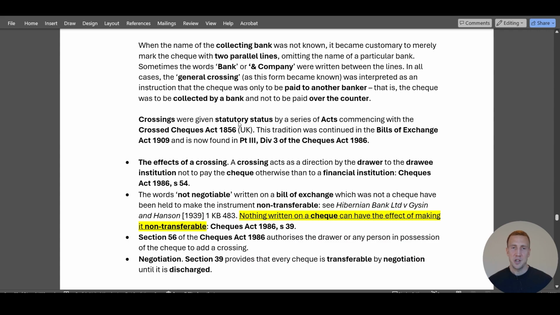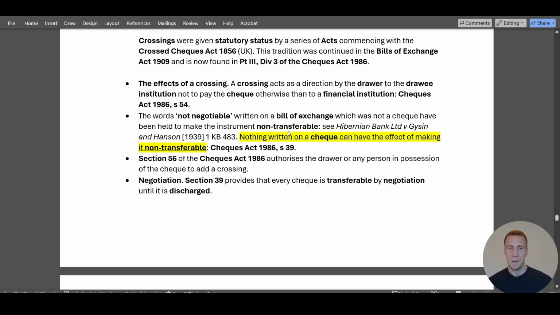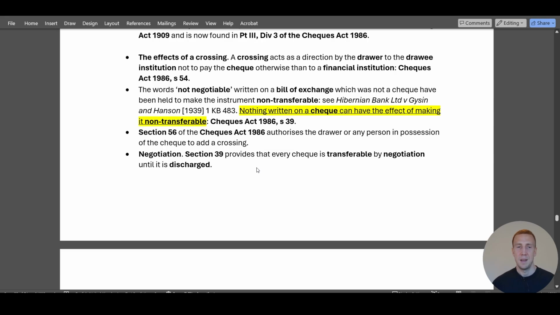So crossings were given statutory status by a series of acts, commencing with the Cross Cheques Act 1856 in the UK. This tradition was continued in the Bills of Exchange Act and is now found in Part 3 of the Cheques Act. The effect of a crossing is a direction by the drawer to the drawee institution not to pay the cheque otherwise than to a financial institution. The words "not negotiable" written on a bill of exchange which was not a cheque have been held to make the instrument non-transferable. However, nothing written on a cheque can have the effect of making it non-transferable. Section 56 of the Cheques Act authorises the drawer or any person in possession of the cheque to add a crossing. Then we have negotiation.